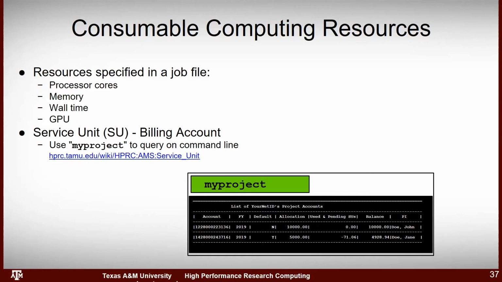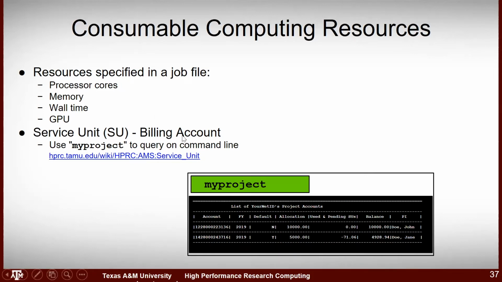So wall time is the longest my job is allowed to go. If it goes this long, something is wrong, so you should just kill it. And you can also request other resources like GPUs. And then how do we keep it fair? Well, the more resources you request and use, the more your account will be charged.